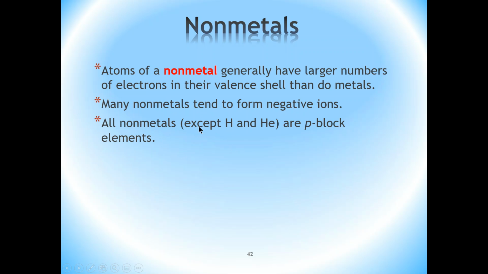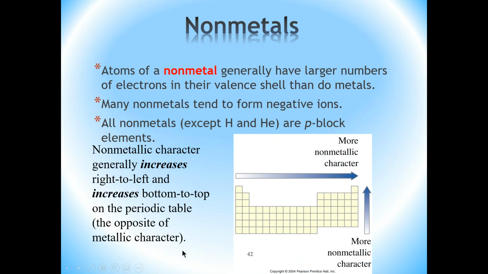And all non-metallic elements, with the exception of hydrogen and helium, are in the P block section of the periodic table. And basically, the non-metallic character is going to be the opposite of metallic character. So going left to right of any period, the elements will become more non-metallic, and going from bottom to top, again, the element will be more non-metallic, all right? And again, it's related to the size of the atom and the first ionization energy of the elements.